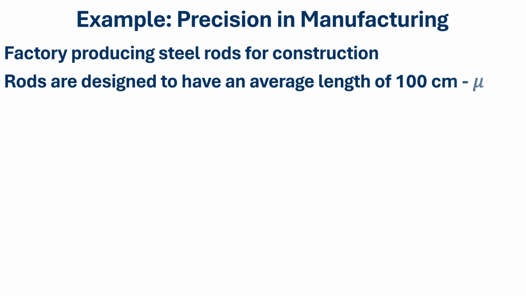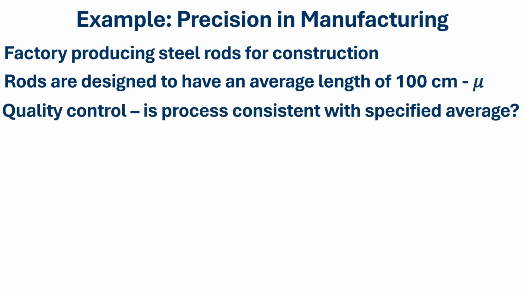So it's the expected value based on the manufacturer's requirements and the value that the process is designed to achieve under ideal conditions. But we know, of course, that no process is perfect. Each rod might be slightly longer or shorter due to random factors like machine vibrations or inconsistencies in the material. So due to machine variability, each rod may slightly deviate from this target of 100 centimeters. So quality control requires checking if the manufacturing process is consistent with the specified average.